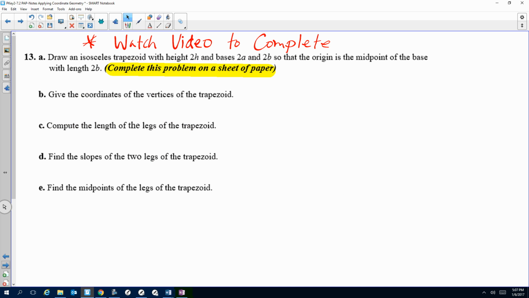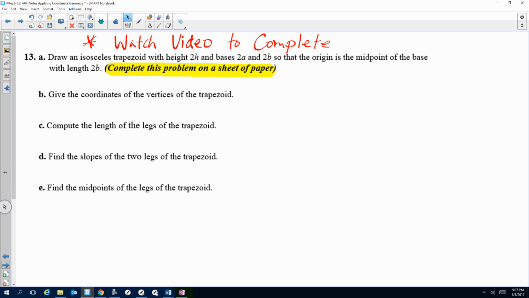Now, let's get to problem 13. Again, you're going to have to use your sheet of paper. We're going to have to do some drawing here. You're going to have to sketch. Now, we have to draw an isosceles trapezoid with a height of 2h, a base of 2a, and a base of 2b, so that the origin is the midpoint of the base with length 2b.